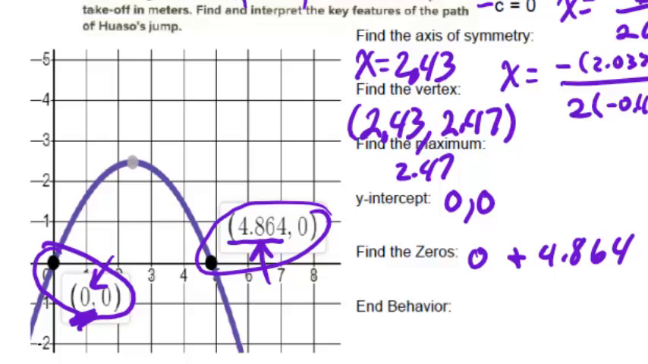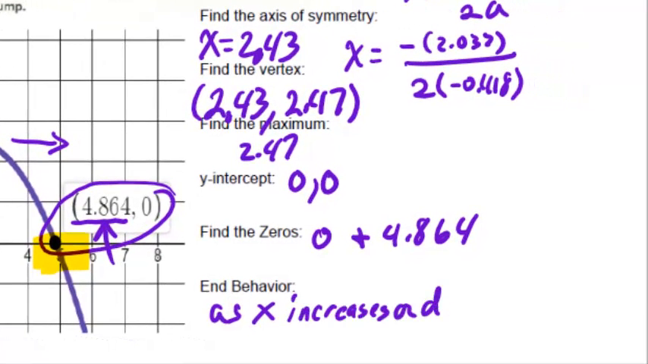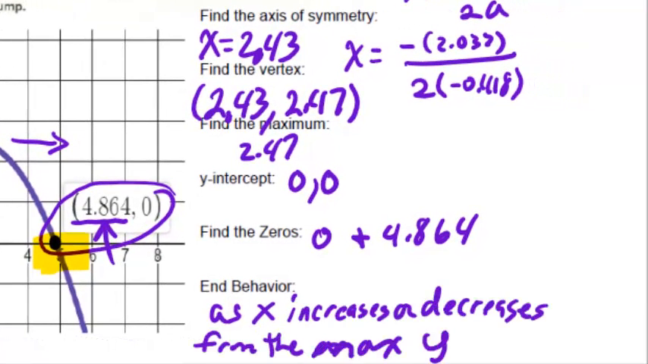Now they want us to describe the end behavior. Now the horse starts on the ground over here and ends on the ground over here. So we're going to adjust our understanding of end behavior with respect to the maximum. So as the graph increases or decreases from the maximum, the end behavior approaches 0. So as x increases or decreases from the max, y decreases to 0. We don't stop at just decreases because he doesn't go through the ground, so he stops at a height of 0.